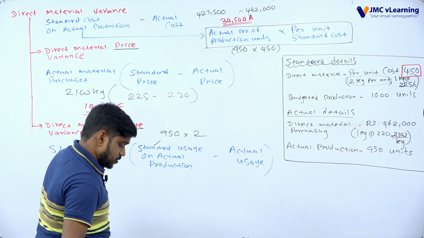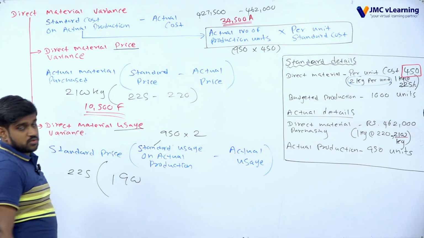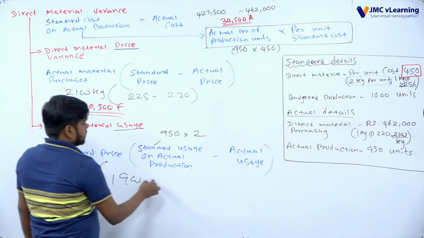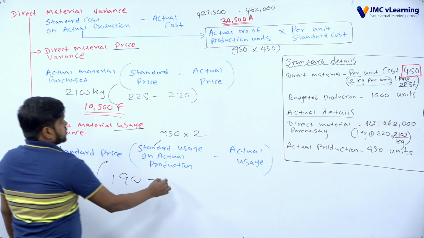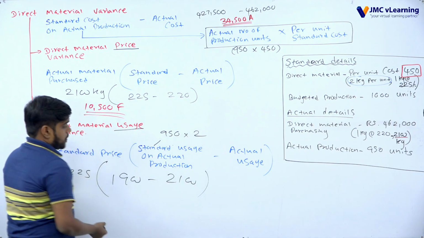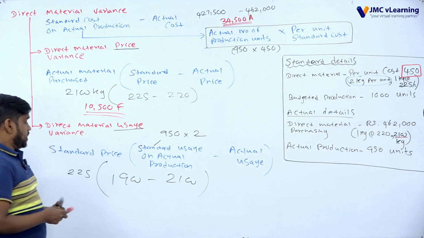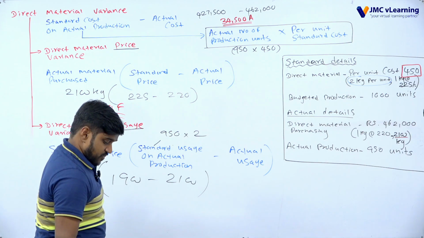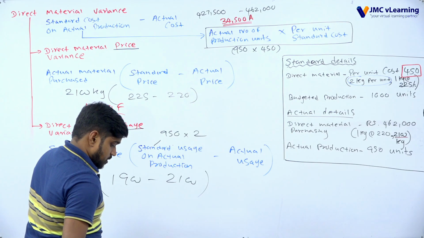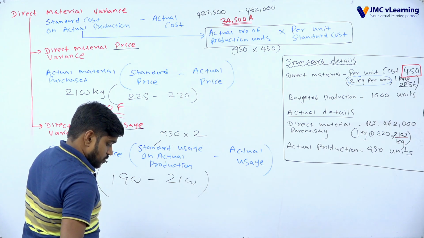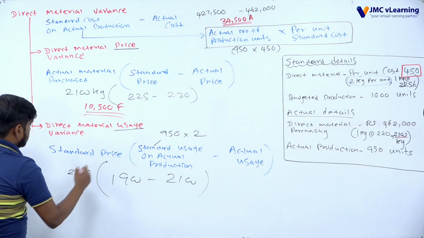950 multiplied by 2, then we can get 1900. Then standard usage on actual production is 1900. Then we can deduct our actual usage. How many kilogram is our actual usage? 2100 kilogram. Then we can get our variance as 1900 minus 2100 multiplied by 2, which is 45,000.